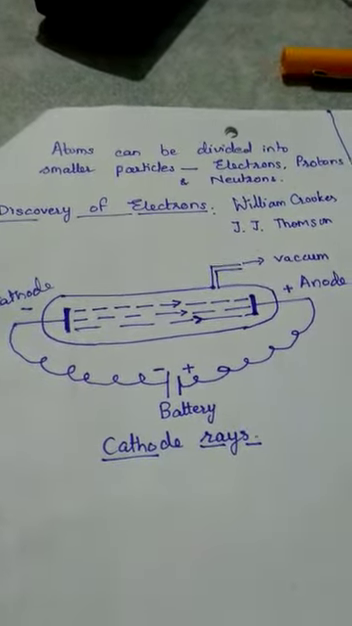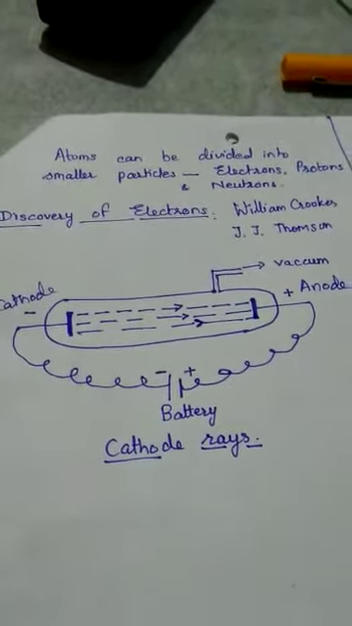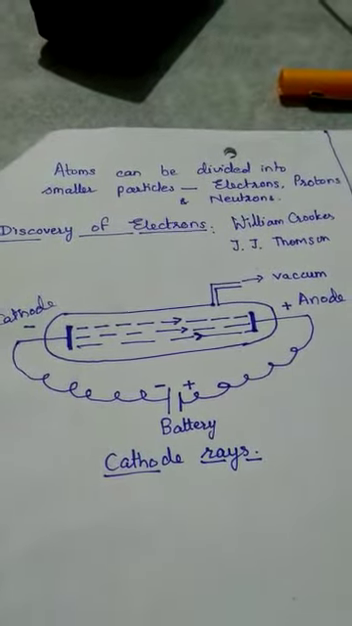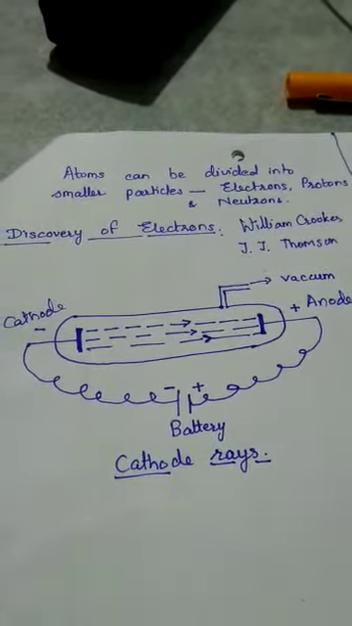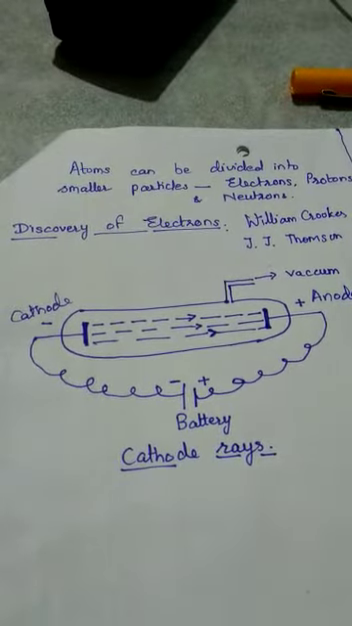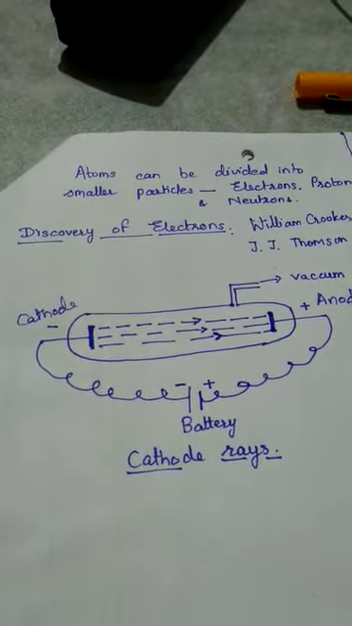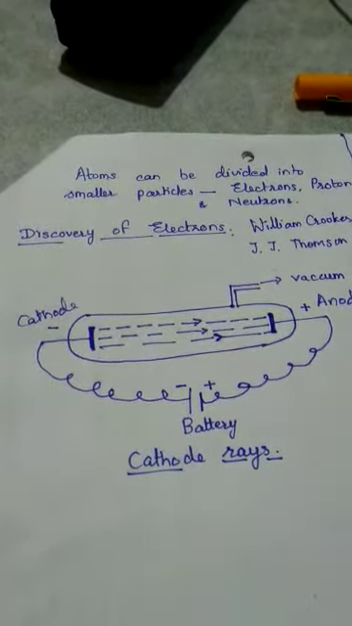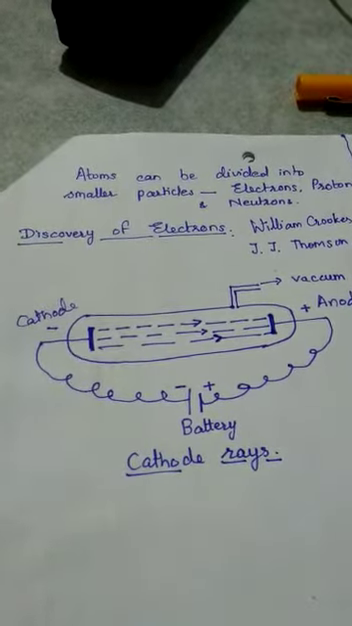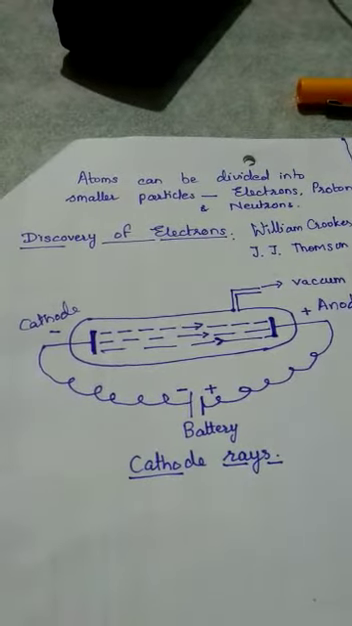Say you fill sometimes nitrogen, sometimes hydrogen, sometimes helium, any gas inside the discharge tube, and you change the nature of the metal which is used for making the cathode and anode, every time the same phenomenon is observed, that the rays start emitting from the negative terminal, that is from the cathode, and they start moving towards the anode.